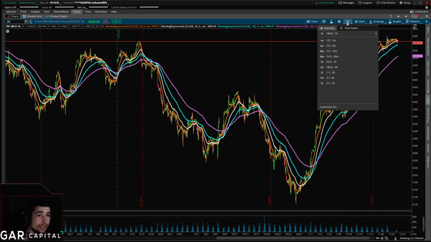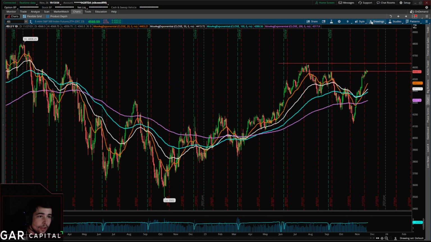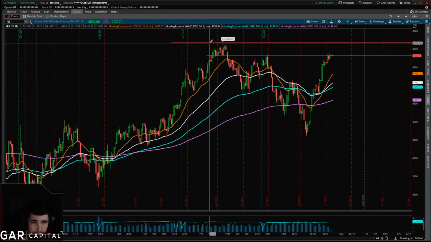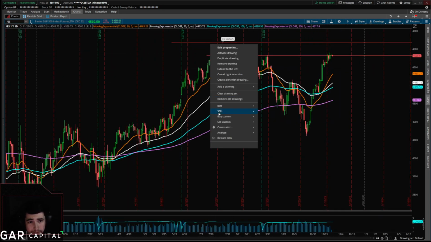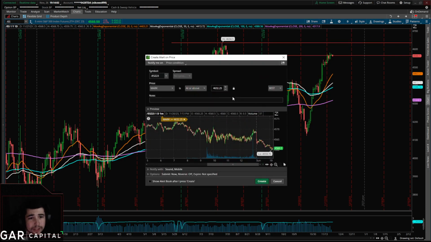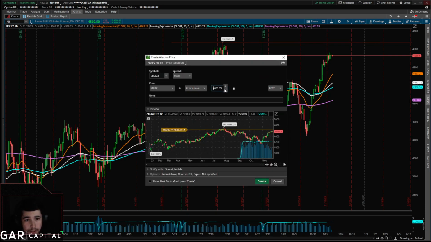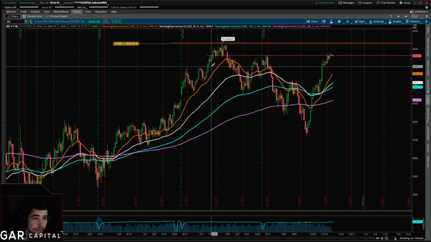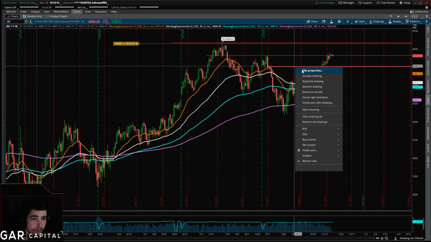So let's see. Before I leave off on ES, let me set my alerts as well. I'm going to set them at 4630. And again, it might not trigger this week, and that's okay. 4630, and then 4500 would be the next one, and that would be this level right here.